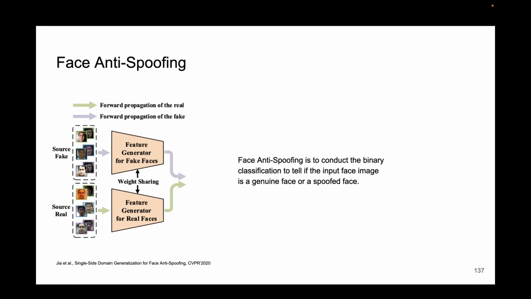Given that background, the detailed problem setting is that you have fake images, which can be regarded as second redisplays of faces, and you have real images, which directly capture benign faces. Eventually the task is to conduct binary classification to tell whether a face is genuinely collected or redisplayed. They set up a feature generator for both the fake faces and the real faces in two streams, denoted by different colors, purple and green.